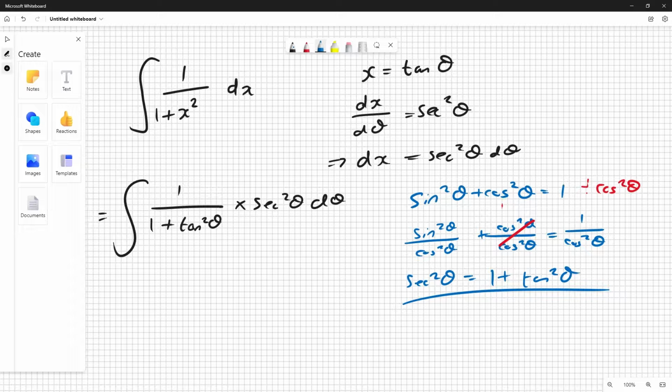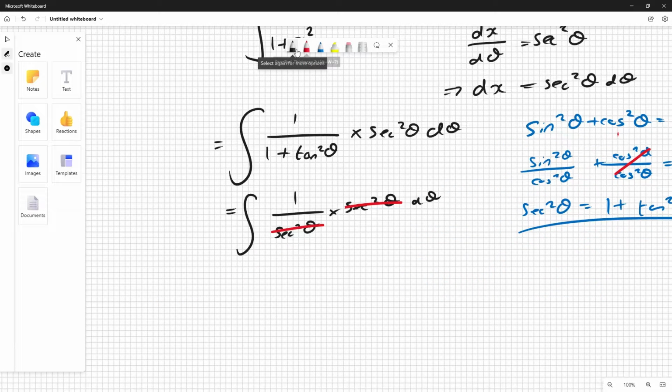So, this 1 plus tan squared theta business, we can separate and just write as 1 over sec squared theta times sec squared theta here, d theta. And again, these just cancel. And so what we're actually left with, weirdly, is just the integral of d theta, which is theta plus c.